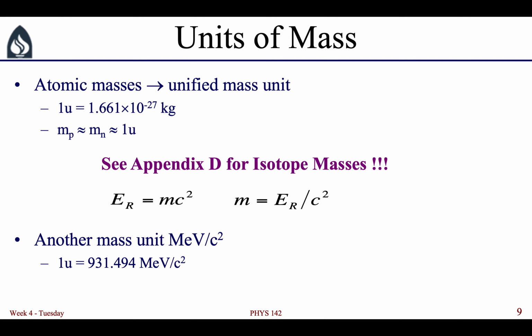Now we can get yet another unit of mass for atoms and nuclei using Einstein's famous equation that the rest energy is equal to the mass times c squared. If we rearrange this equation and solve for mass, we can see that mass is equal to energy over c squared. So that means that another unit that we can use for mass involves an energy over c squared. So another common mass unit that we'll be using is MeV over c squared. So one atomic mass unit is equivalent to 931.494 MeV/c². So this is a unit of mass.